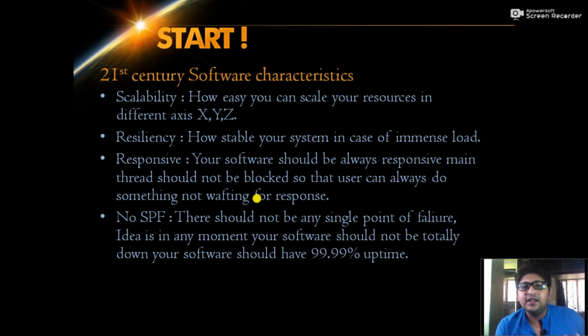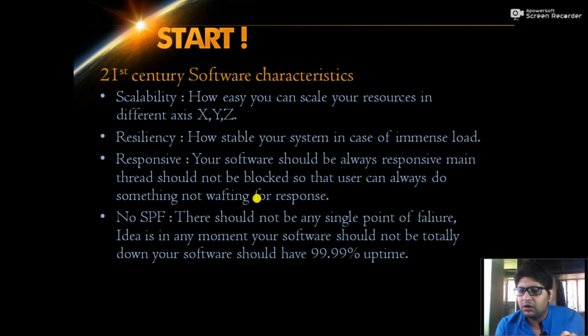Now the third thing is responsiveness. Responsiveness means that your software should always be responsive to your users. It should not block the main thread, the user thread where the user is operating in your GUI.